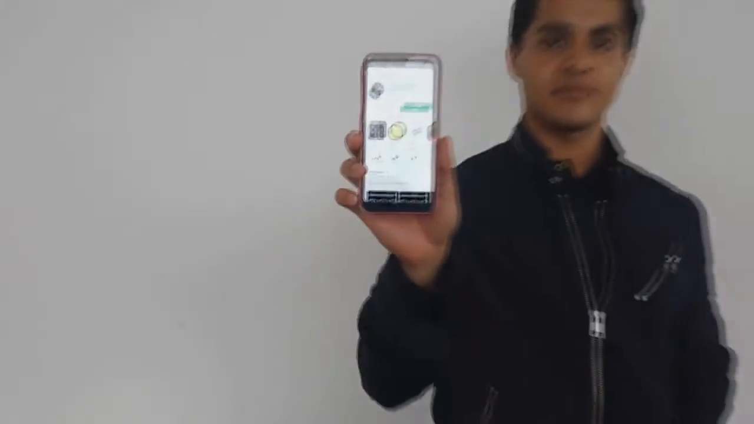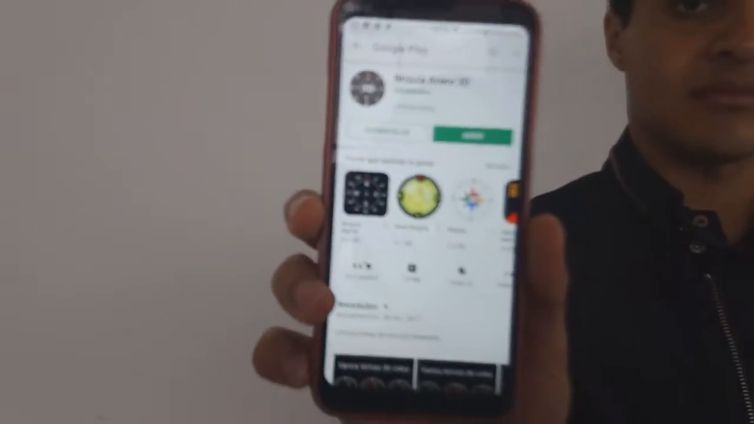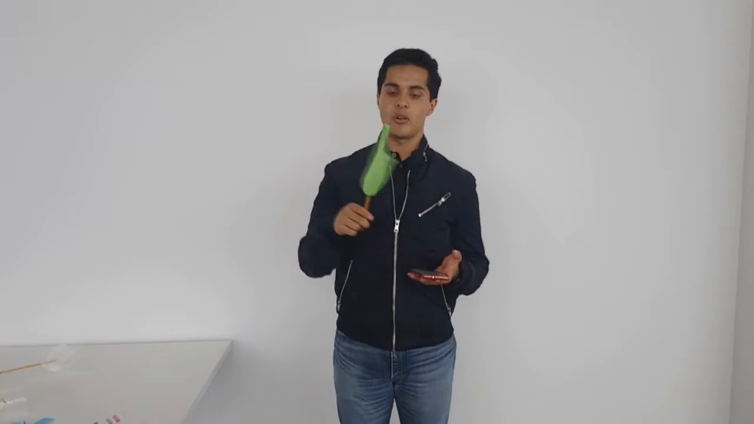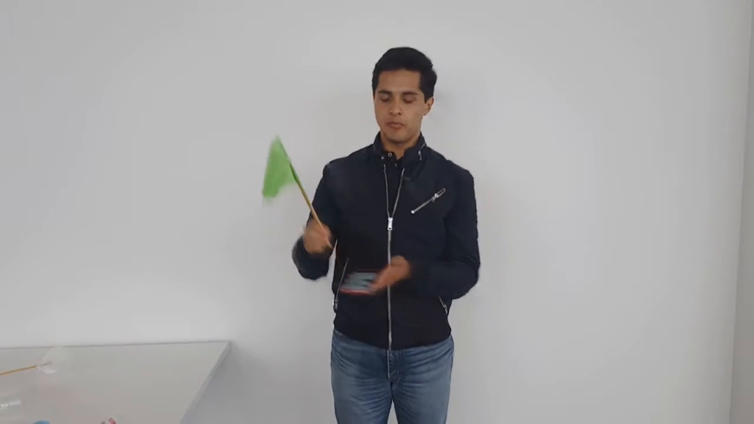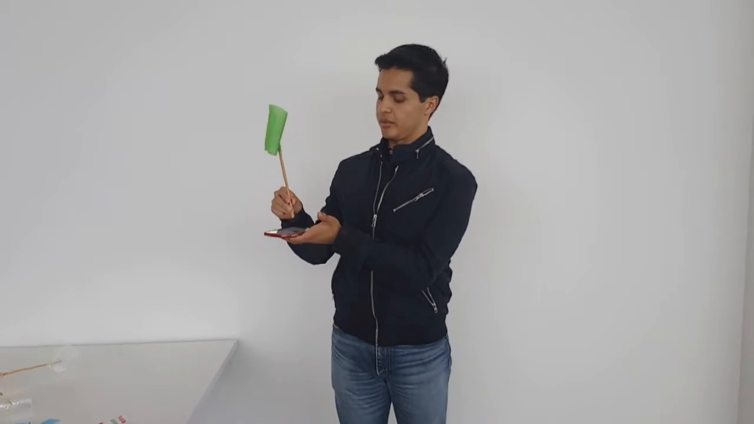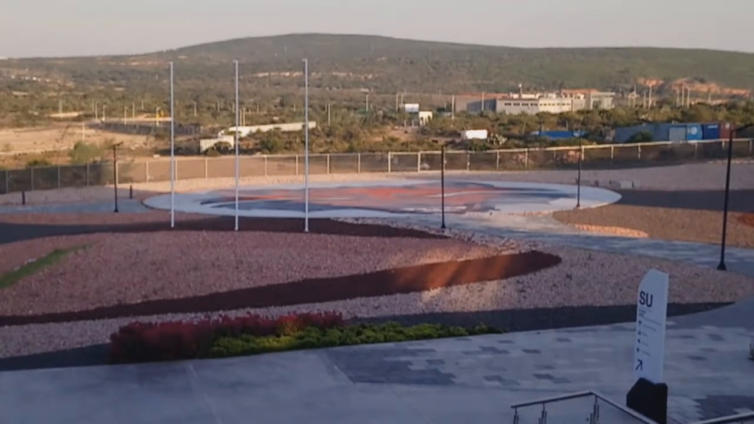To measure the direction of the wind, we use an application of a compass called Brújula Cero 3D. The direction was pointed at us by the flag, which will go in a way. Then we will put the phone below the flag and we will measure the direction with respect to the north.